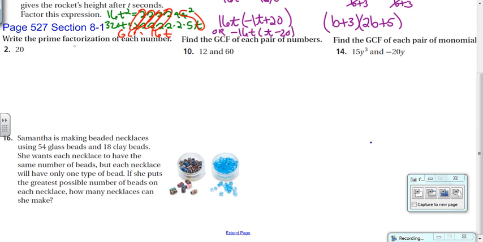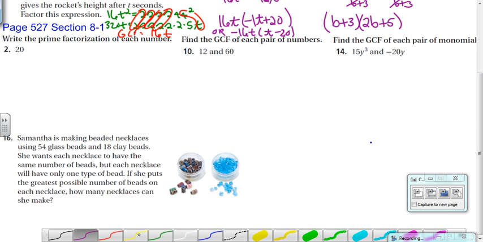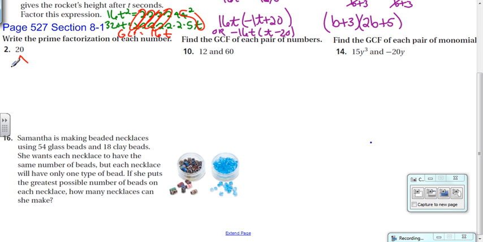Okay, number 2 says write the prime factorization of each number. To do prime factorizations, you can just do factor trees. So if I was going to do a factor tree for 20, I could say it's 2 times 10. I can say 10 is 2 times 5. And then every time you get to a prime number, you should circle it, because that's where the branch ends. So I would say the prime factorization of 20 is 2 times 2 times 5. Or if you wanted to write it using exponents, you could do 2 squared times 5.